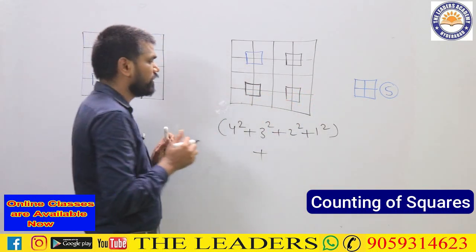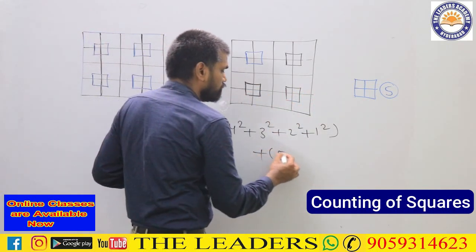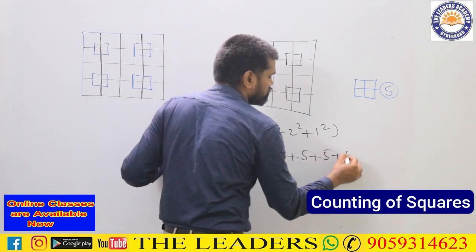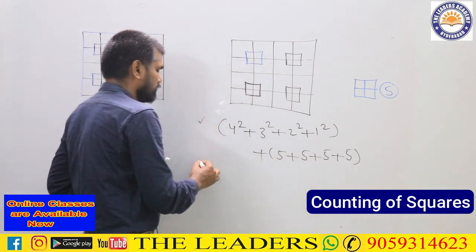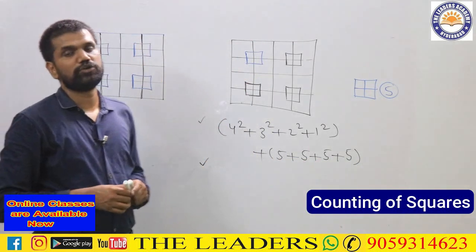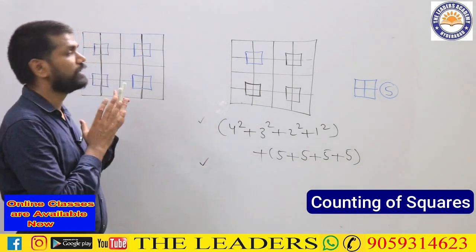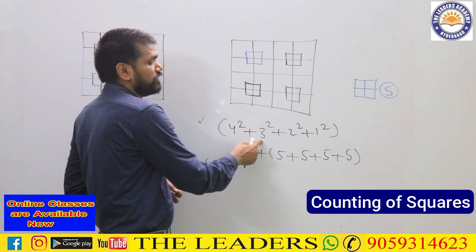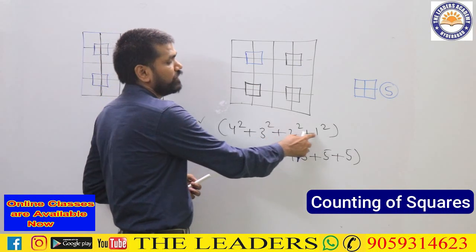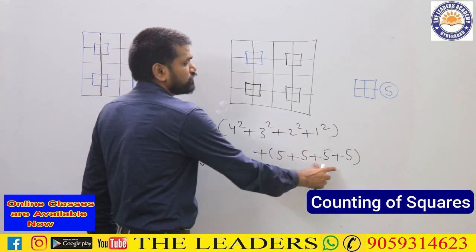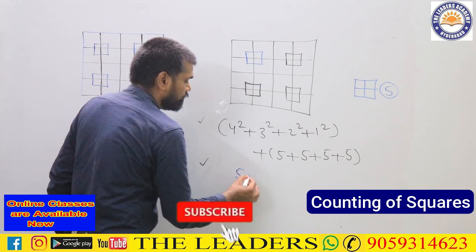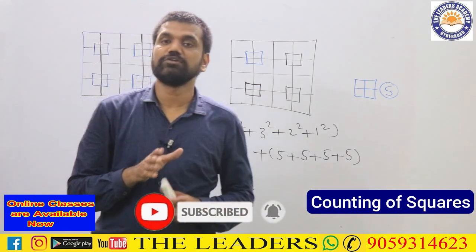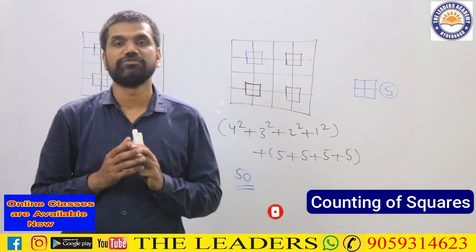So in total, we have how many squares over here? So 5 squares we have 4 times. That's why 5 plus 5 plus 5, I am taking 4 times over there. So this is going to give you the total number of squares in this particular diagram that is given. If you are adding up this one, 16 plus 9 is 25, 25 plus 4 is 29, 29 plus 1 is 30, 30 plus 20 is giving you a total of how many squares in that? 50. That's how we can count the number of squares in various types of diagrams.